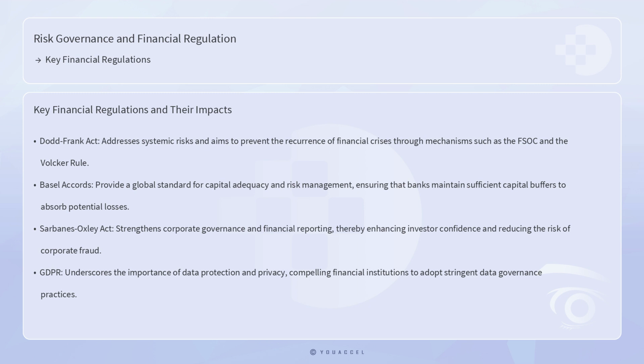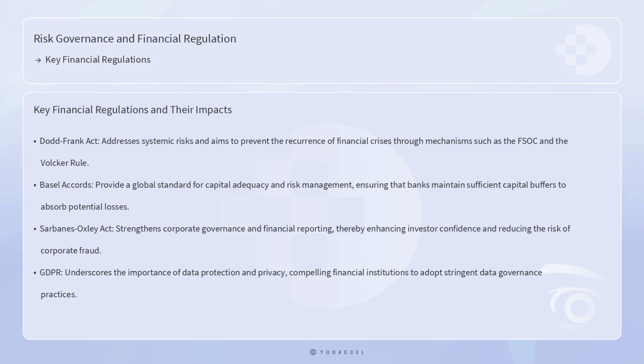The financial regulations discussed herein are instrumental in shaping the landscape of risk governance by establishing frameworks that promote transparency, accountability, and stability in the financial system. The Dodd-Frank Act, through mechanisms such as the FSOC and the Volcker Rule, addresses systemic risks and aims to prevent the recurrence of financial crises.